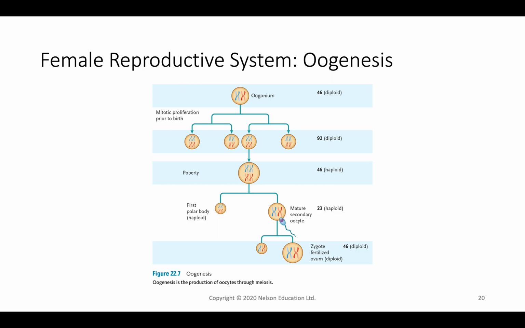And then they're going to be halted until puberty. And at puberty, one at a time, these secondary oocytes are going to be able to be matured and released and potentially interact with the sperm to create fertilization, right? And that fertilization is going to go on to become this fertilized ovum.